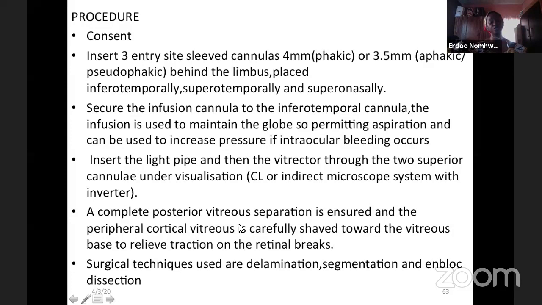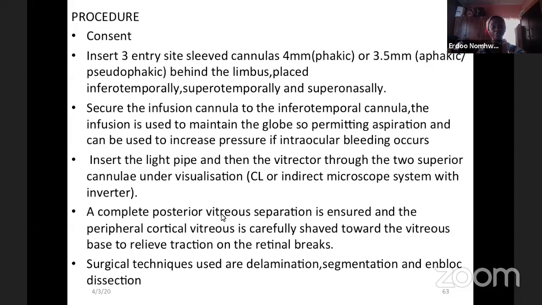Then what you actually do here is you try to create a posterior vitreous detachment, and then ensure that you carefully shave the peripheral cortical vitreous away from the vitreous base so that you can relieve traction on that area, knowing that it's one of the areas where you have firm adhesions. Some of the surgical techniques used are actually delamination, segmentation, and en bloc dissection.